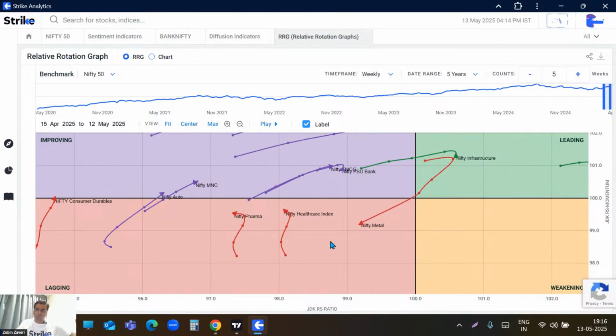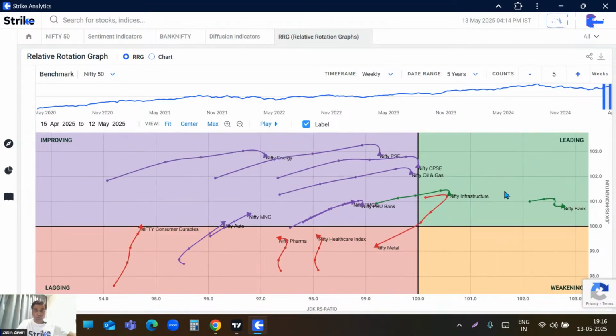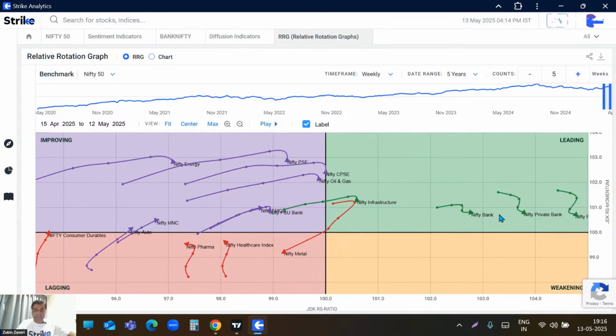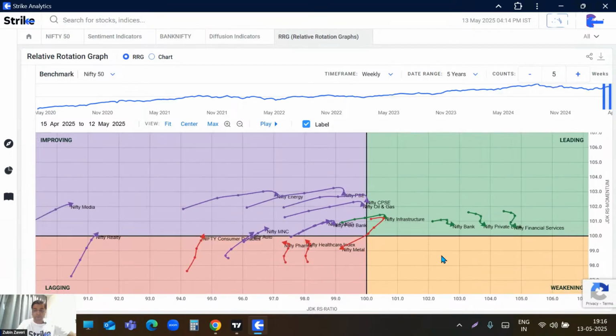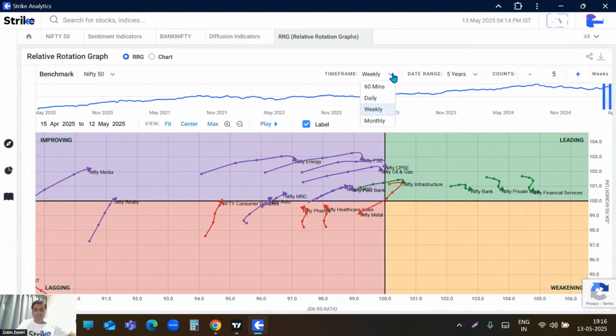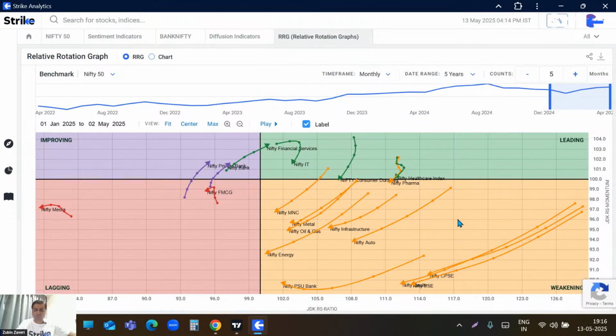Yeah, but if you are a short term trader, you want to make one or two bucks quickly, then we will wait for the metal index on a 60-minute time frame chart to come into the leading quadrant. So this way you can do the sector analysis very beautifully. And for an investor, you can also go to a monthly time frame chart which updates very slowly. The graph goes very slowly.